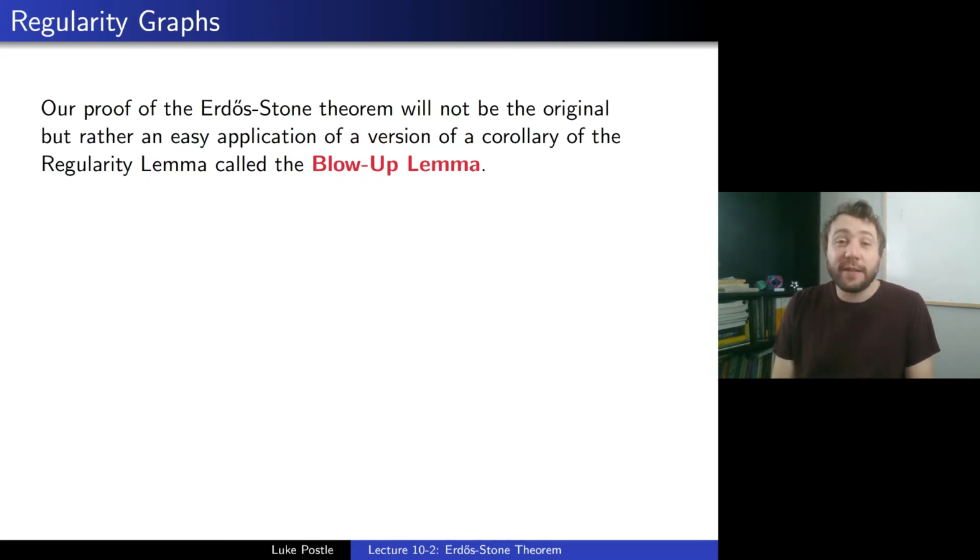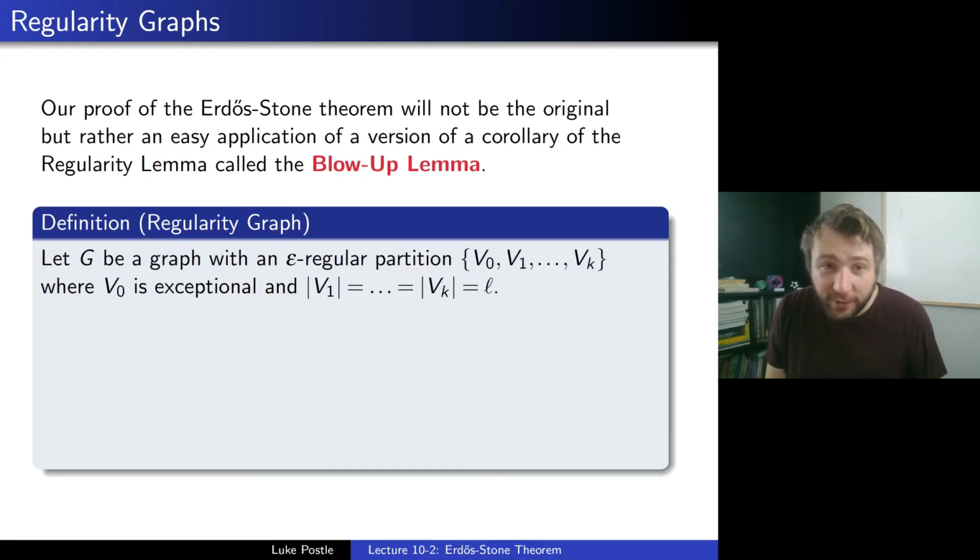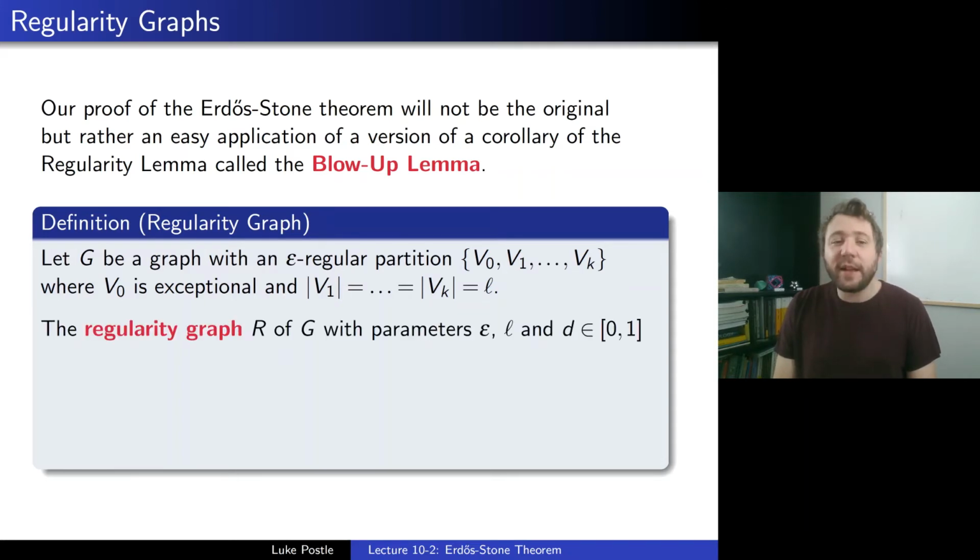All right, so how do we state it? Well, first we need to define a regularity graph. So this is quite natural. If you have a graph G and an epsilon-regular partition V_0, V_1 up to V_k, where V_0 is of course the exceptional set, and say all the V_1 through V_k are equitable, so they're all of size L, then I can define the regularity graph R of G with parameters epsilon, L, and d in (0,1). What will that be? Well, we'll forget about the exceptional set, so throw out the trash, and we'll have the vertices be the sets. So just contract, make every part just its own vertex.